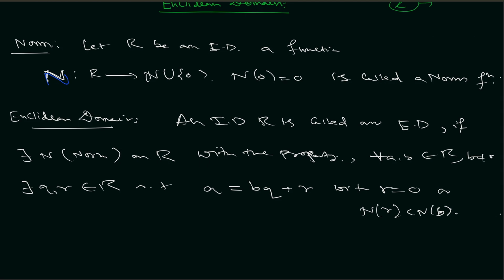that this ring is called a Euclidean domain, and any element of this ring can be written as a = bq + r, with either r exactly equal to 0 or norm of r less than norm of b. That's the idea. Okay, so this is called a Euclidean domain.